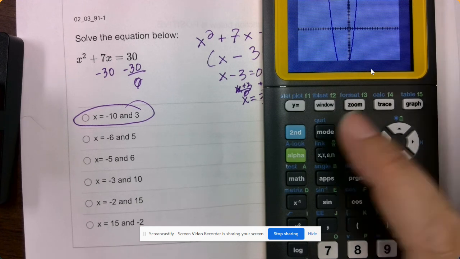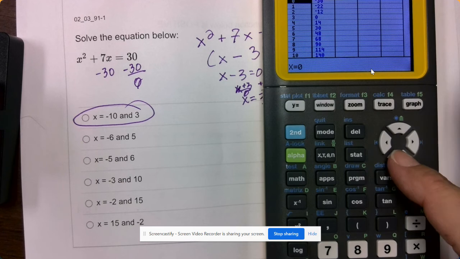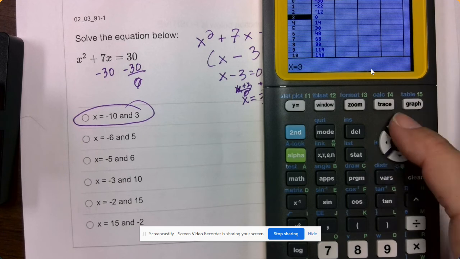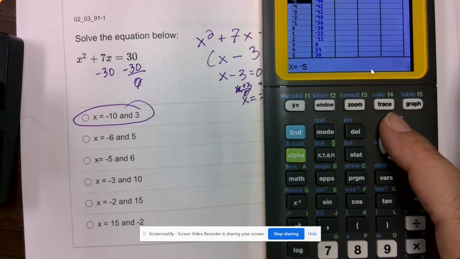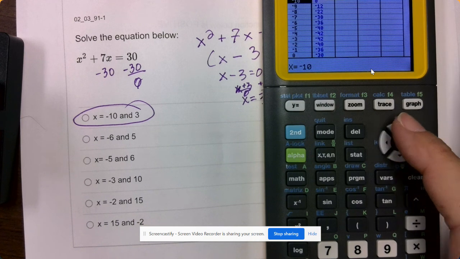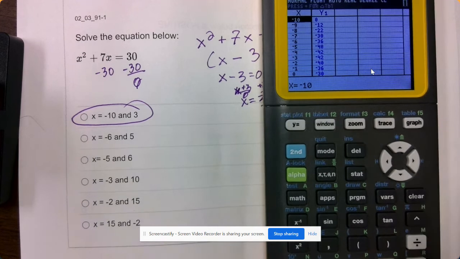We can also do second and table, and that would also give us our, see right here is a 0 or x-intercept. And if we go up, we keep going up. And then negative 10 would also be a 0. Okay, so you could also do it that way.